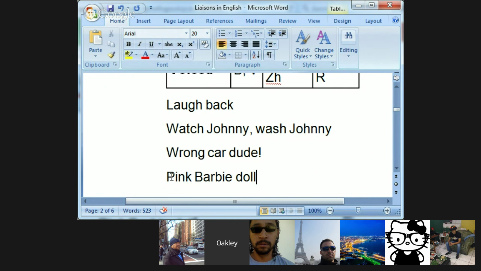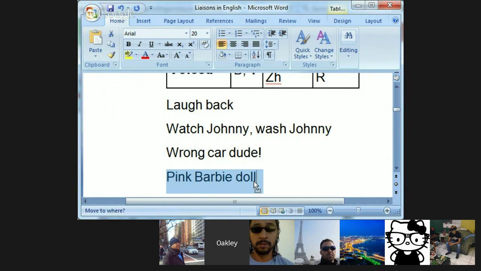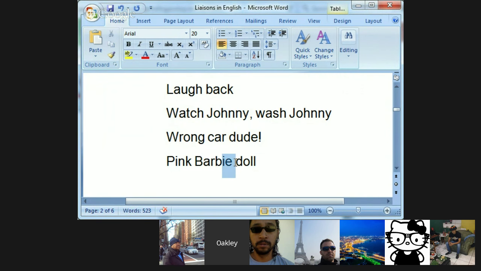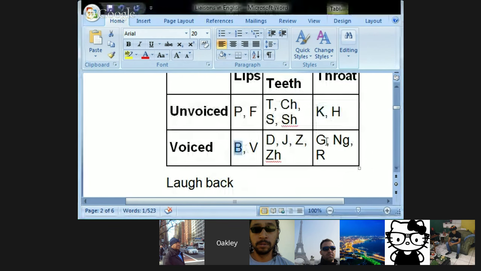Pink Barbie doll. Well, Barbie doll, that's not so bad because we got a Barbie doll, a vowel sound and then a consonant. But what the problem here is pink Barbie doll. Okay, that's pretty good. That's not bad at all, Philip, because we need to do something different here. Because it's really hard to move from this K to this B. Pink Barbie doll. What am I doing?